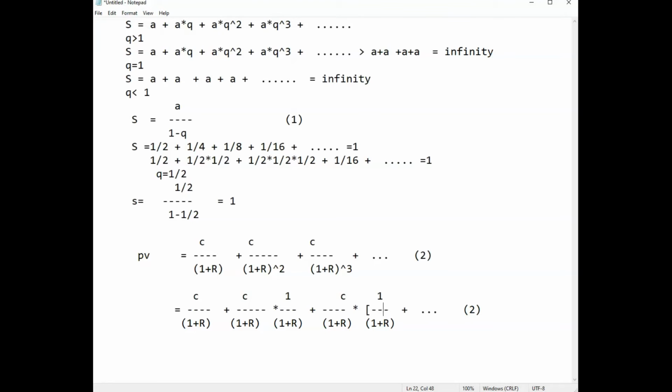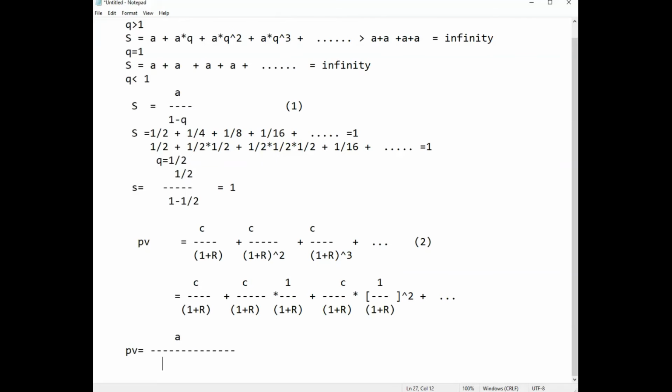So the first item actually is A, and Q is 1 over 1 plus R. We can simply apply this formula. So the present value of perpetuity equals A divided by 1 minus Q. We simply apply the formula.